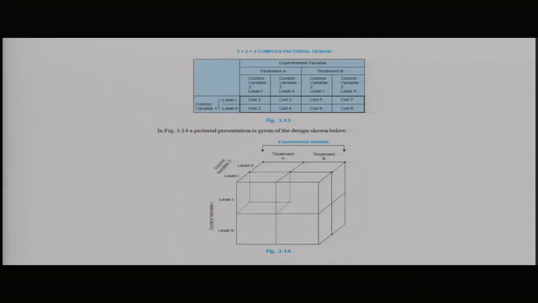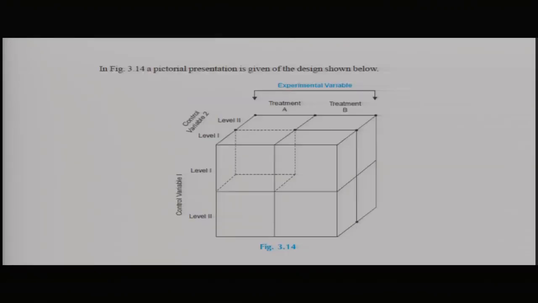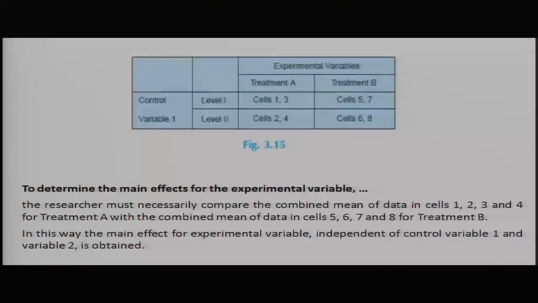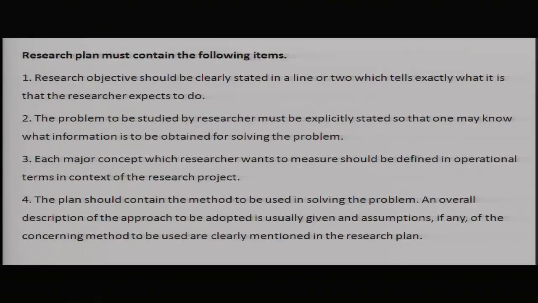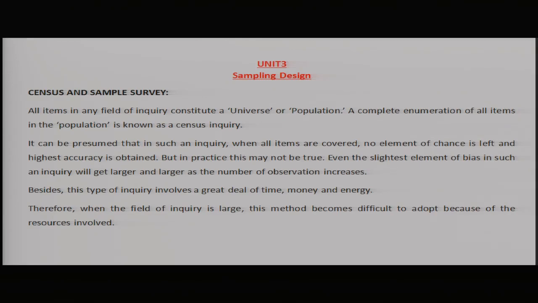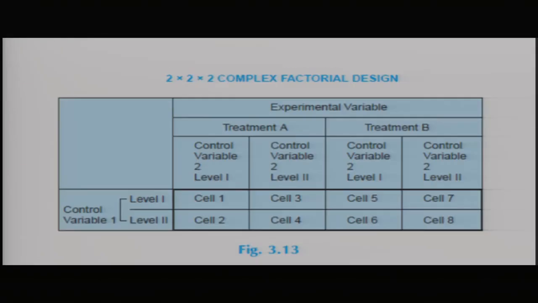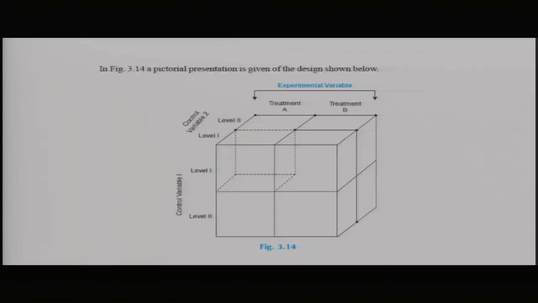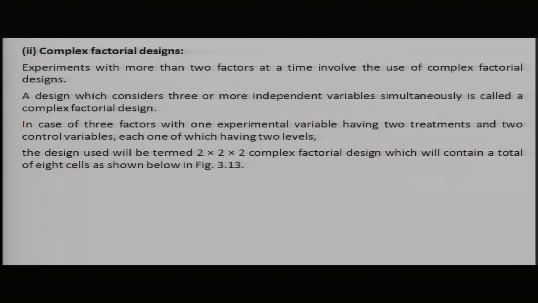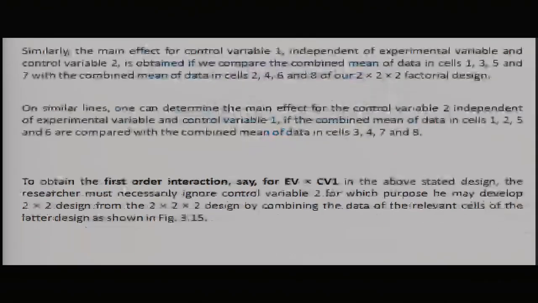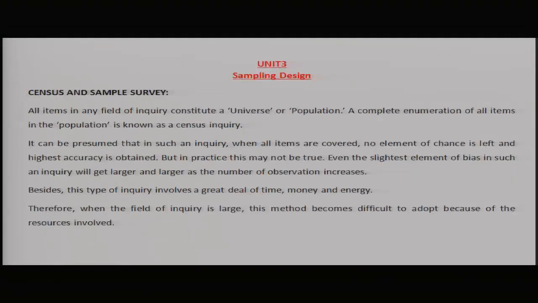And complex factorial design. So in the next class I'll brush up these things, and then we can go on to unit 3, that is sampling design. We'll just have the previous one. One thing I'll leave here is complex factorial design in this class. I'll leave this part, the complex factorial design part. Then in the next class I can cover these things. I'll finish this off, then go on with sampling design.